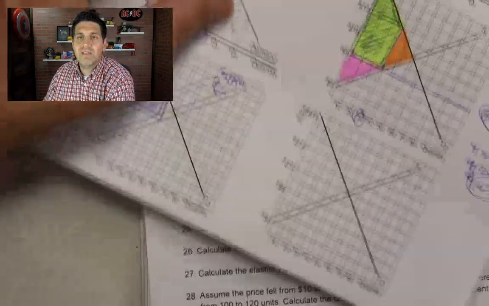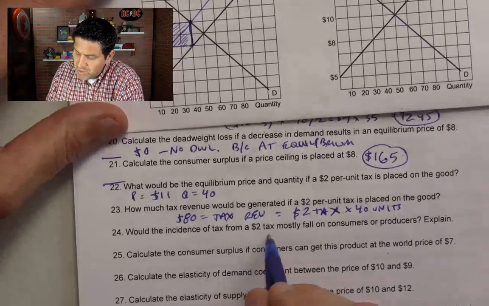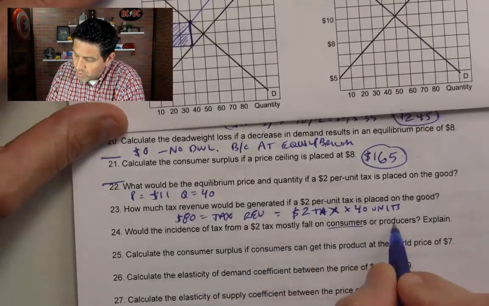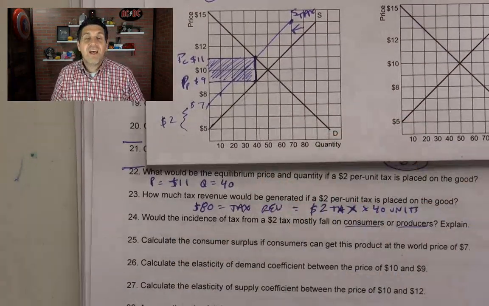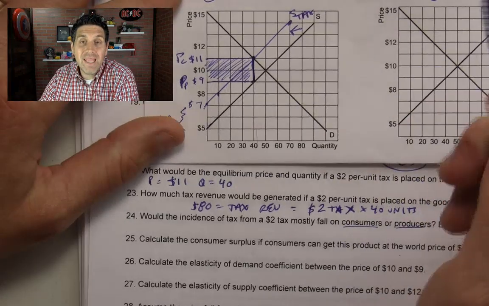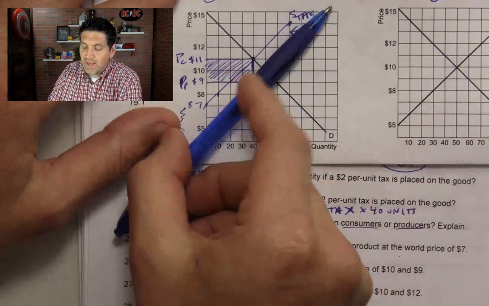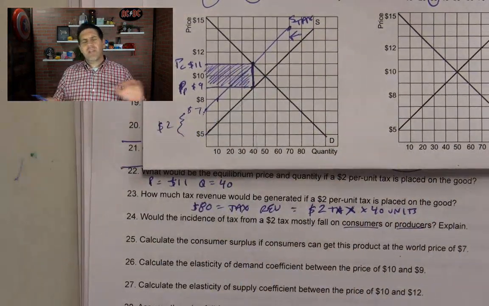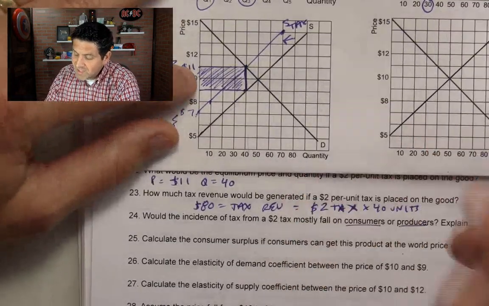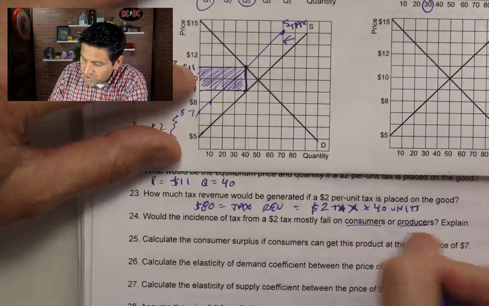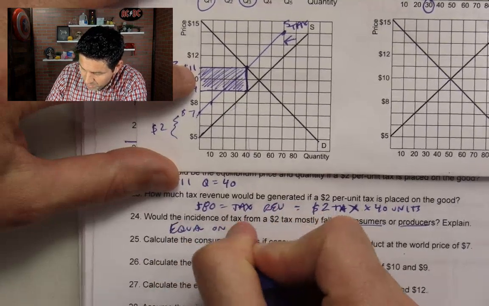Done. All right. Oh, you can't see a thing. Okay, it's all right. Would the incidence of the $2 tax mostly fall on consumers or producers? Okay, now we're getting into the detail stuff. There's a difference between who pays the tax based on the relative elasticity of the demand curve and the supply curve. So I made a video that explains this in detail and has you practice the crud out of this idea. But understand that in this case, it is not falling on consumers or producers. It is equally on both.